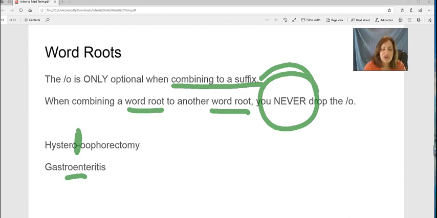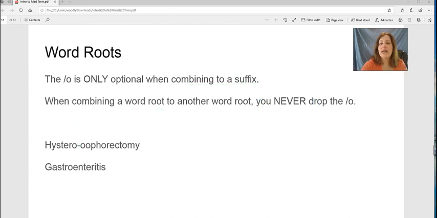Gastroenteritis, inflammation of the stomach and intestines. Enteritis begins with an E, but we don't drop the O because entero is a root word as well. So root to root, keep the O always, no choice.